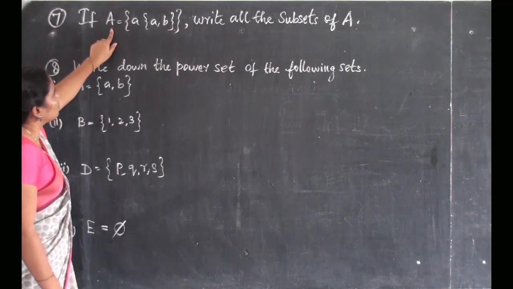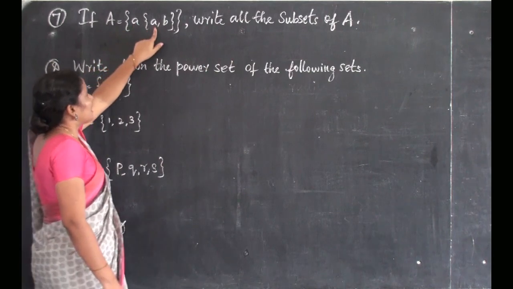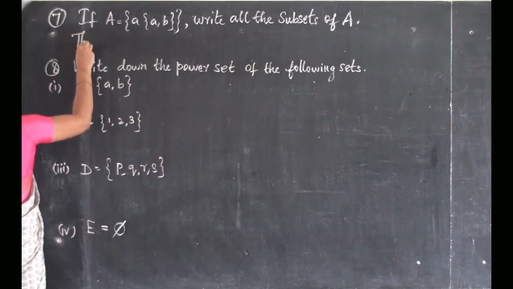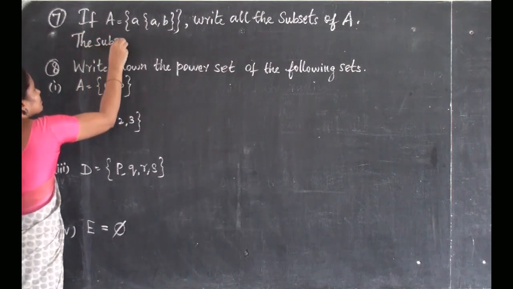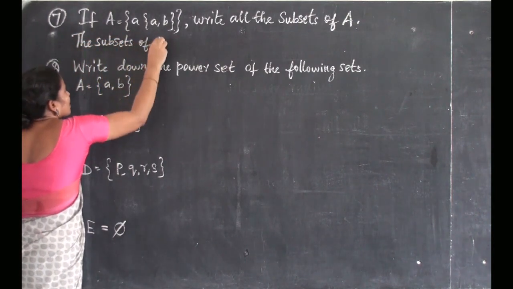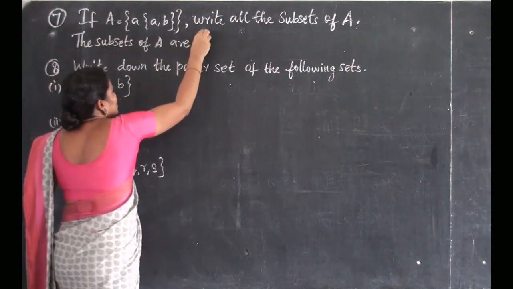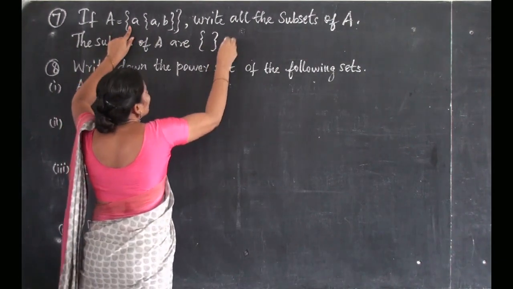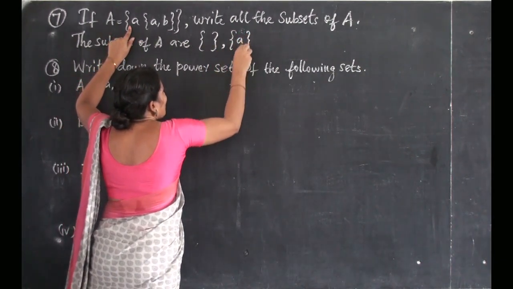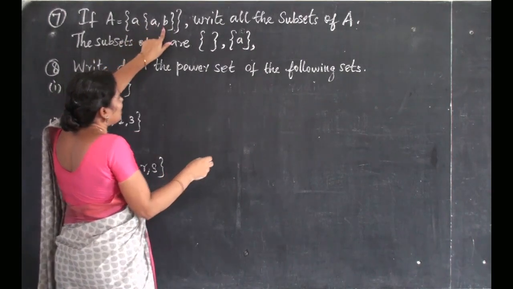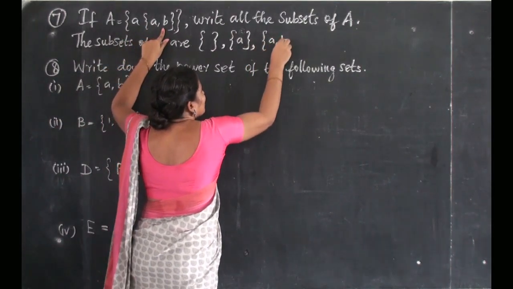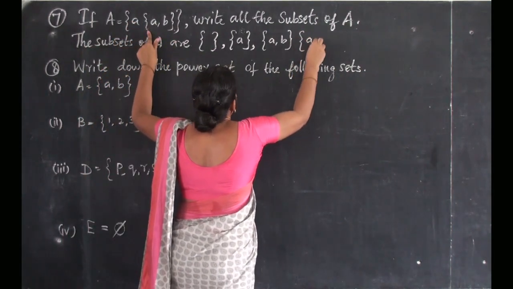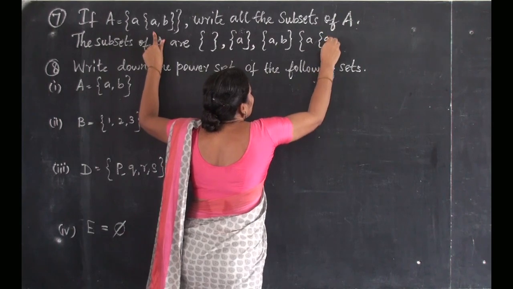Question number 7. If A is equal to {a, {a, b}}, write all the subsets of A. The subsets of A are, first of all, the null set. Okay, then {a}, {{a, b}}, then all the two terms, {a, {a, b}}.